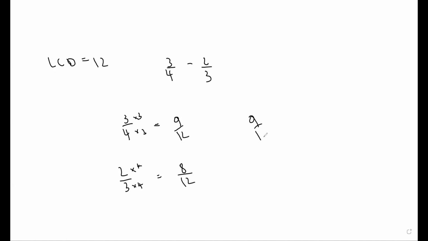And now you subtract them. So 9/12 minus 8/12. And that gives you 1/12. So like I said, virtually the same thing as adding them, except you just subtract the top numbers. So yeah, not much else to say about that.